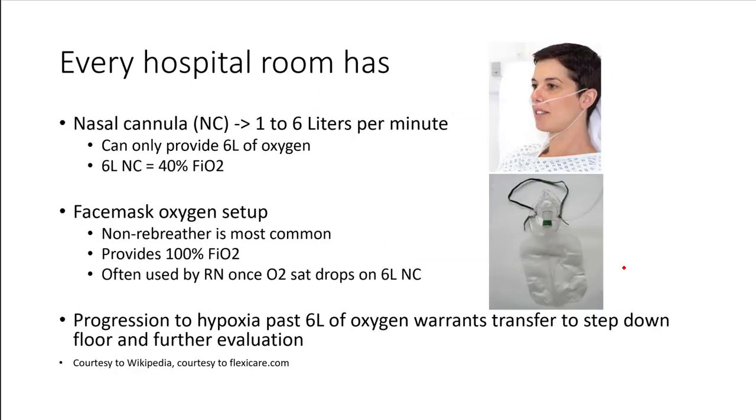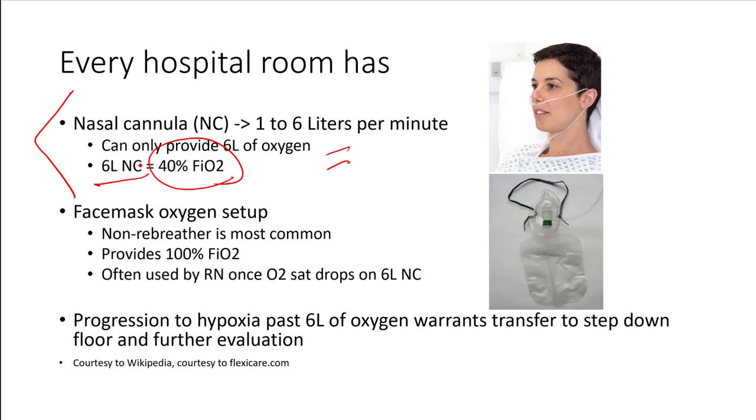Every single hospital room has these forms of oxygen support. A nasal cannula, that's the first thing the nurses will put on a patient if their O2 sats go down. And what you must know is that the nasal cannula is a very small tube. That tube will only let a max of 6 liters per minute of oxygen go through it. And so 6 liters by nasal cannula is the max, and that correlates to 40% FiO2. That's as much as they can give you.